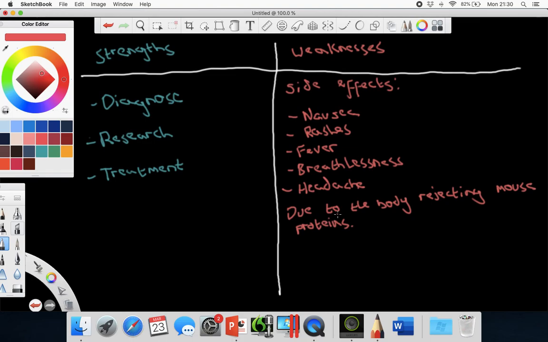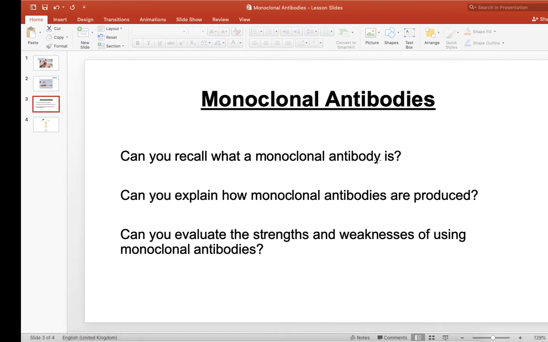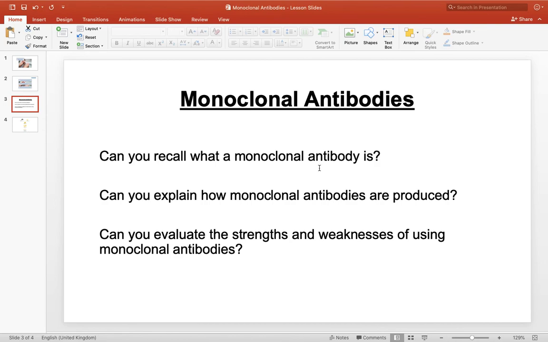So those are our strengths, those are our weaknesses. The strengths include that we can use them for diagnosis, research and treatment, whereas the weaknesses are that they cause the following side effects. So you should now be able to tell me what a monoclonal antibody is, you should be able to explain how monoclonal antibodies are produced, and you should be able to tell me some strengths and weaknesses of monoclonal antibodies.